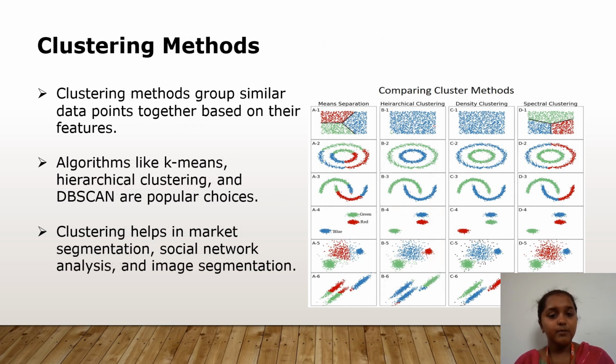Clustering methods. Clustering methods group similar data points together based on the features. Algorithms like k-means, hierarchical clustering, and DBSCAN are popular choices. Clustering helps in market segmentation, social network analysis, and image segmentation.